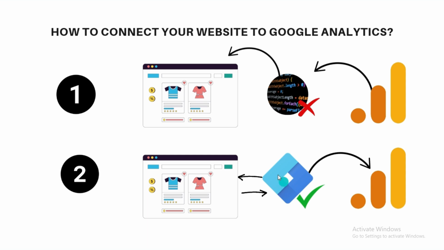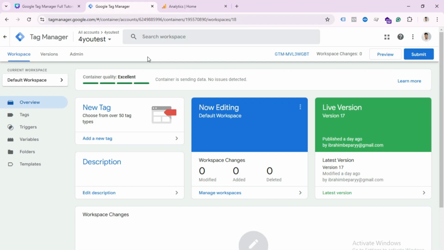We have already connected Google Tag Manager with our website. Now we are going to see how to connect Google Analytics in our website through Google Tag Manager. So first, open your Google Tag Manager account and navigate to your workspace. This is where all your tags, triggers and variables are managed.